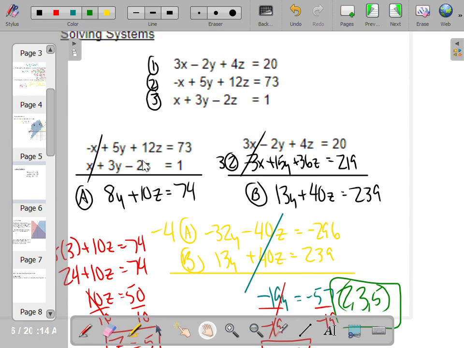What did I do wrong? Oh, I can't use my calculator at all. I'm struggling. Plus 5 times y is 3. I copied the problem right. Plus 12z, 12 times 5. Does this equal 73? Yes, finally, good.